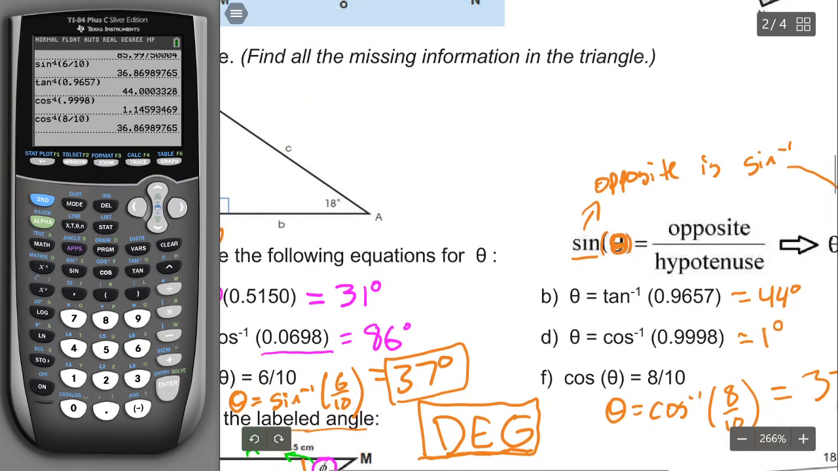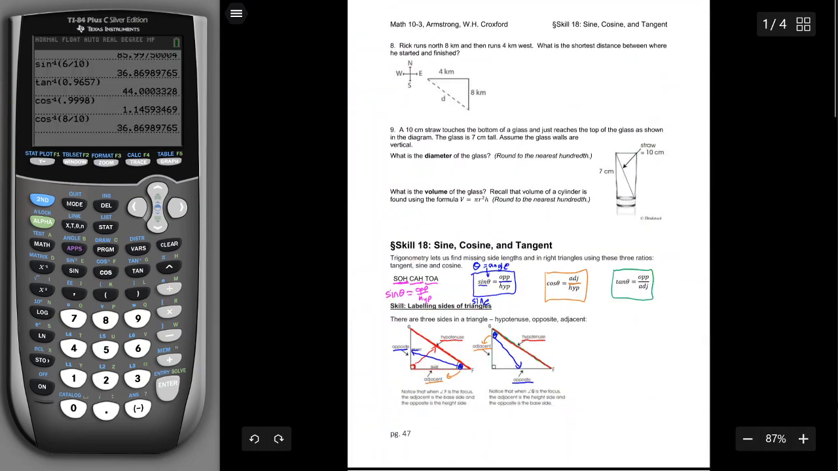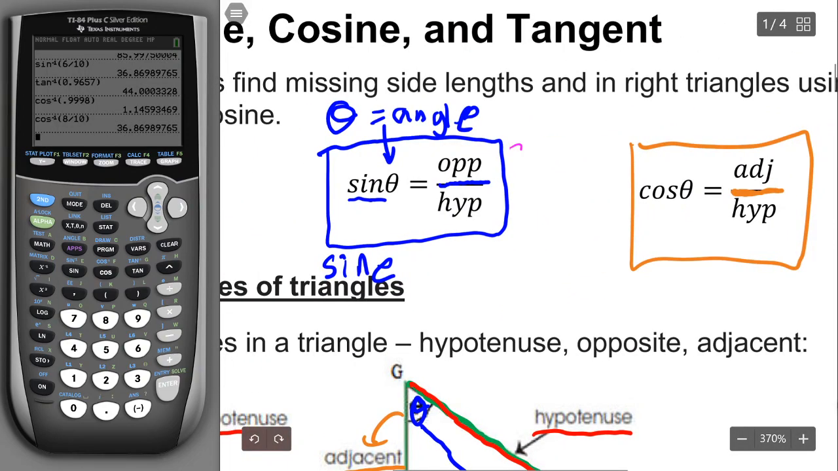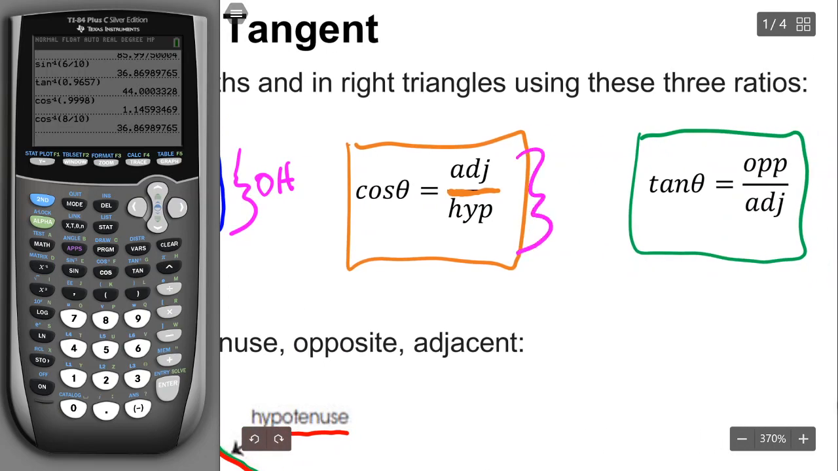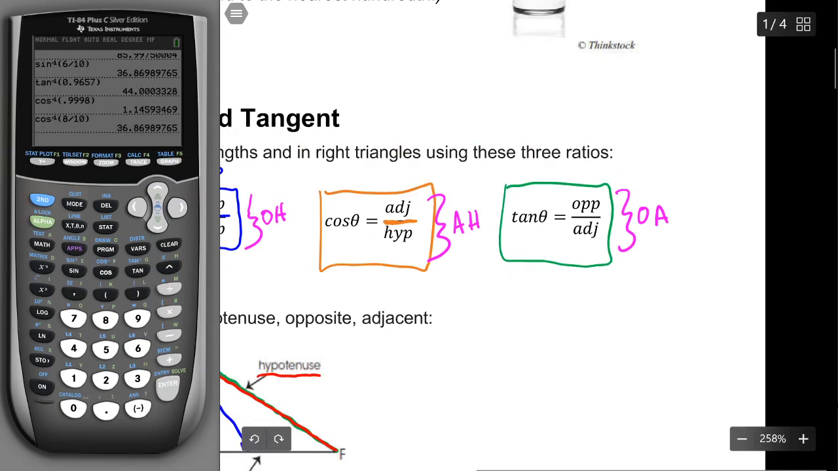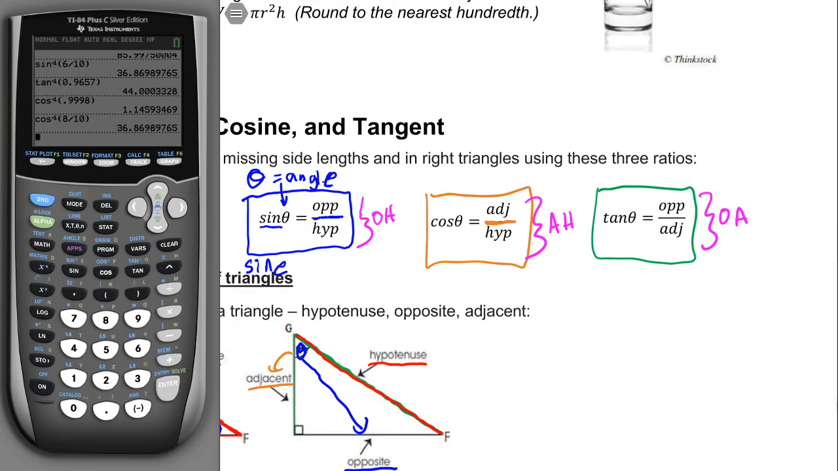Where are the formulas? Here. So you either will know the opposite and the hypotenuse. If you know the opposite and the hypotenuse, you're going to use the sine. Or we might know the adjacent and the hypotenuse, in which case we'll use cosine. Or we might know the opposite and the adjacent, in which case we're going to use tangent. And in all three cases, you'll notice that there's two sides that we know.